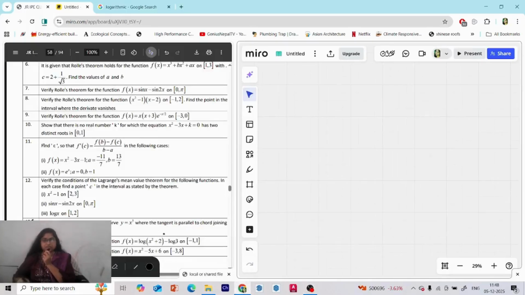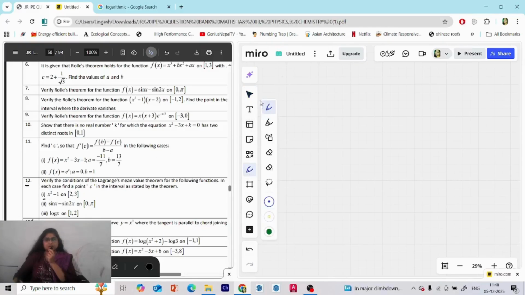Sorry, my next question. 12th one: verify the conditions of Lagrange's mean value theorem for the following functions. In each case, find a point c on the interval as stated by the theorem. So the first one is x square minus 1.